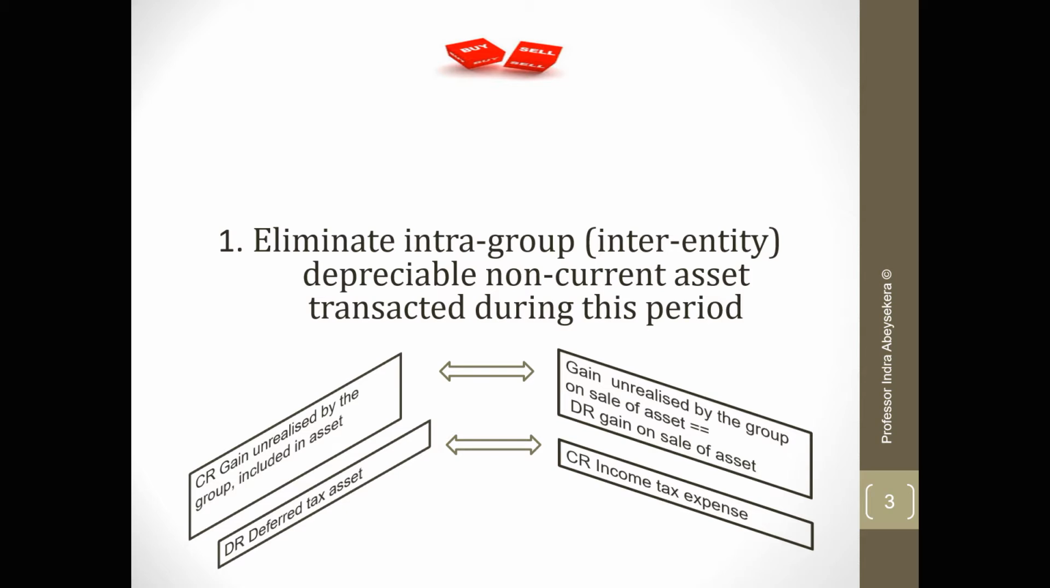Let's look at Intergroup transactions. Here we are going to look at two types of transactions: depreciable non-current assets transactions and dividend transactions. That is, where the subsidiary pays dividends and the parent receives dividends.